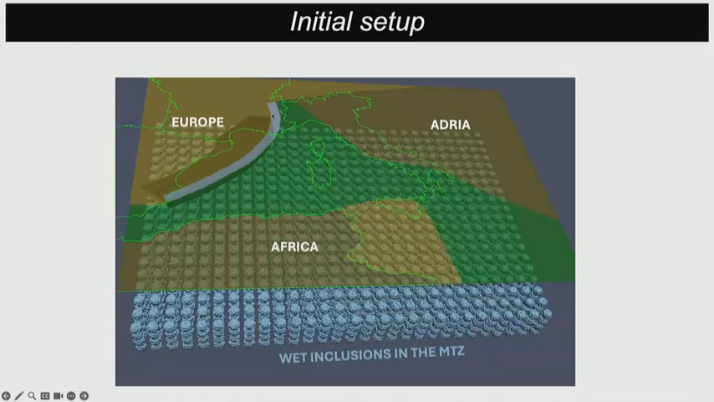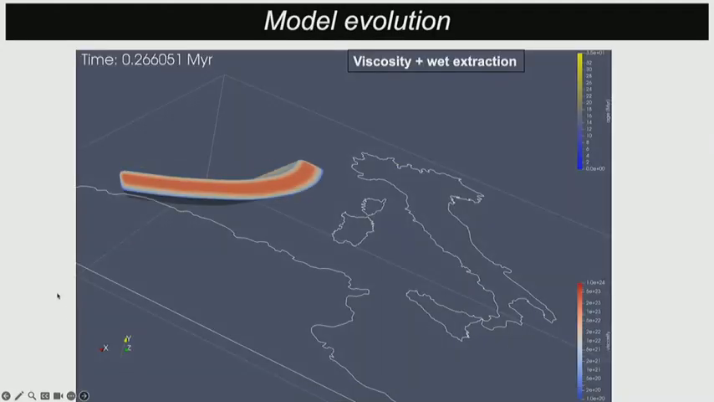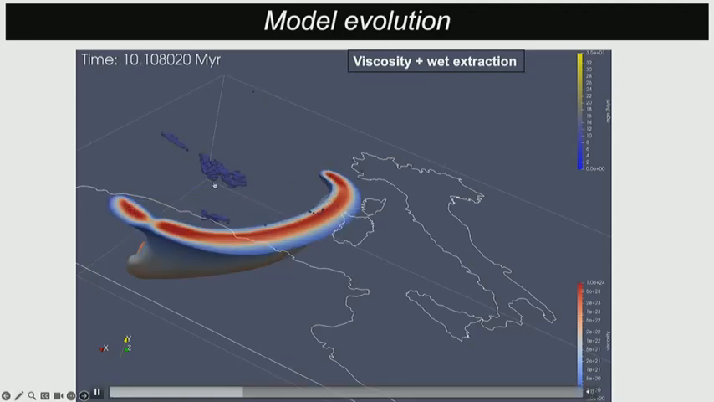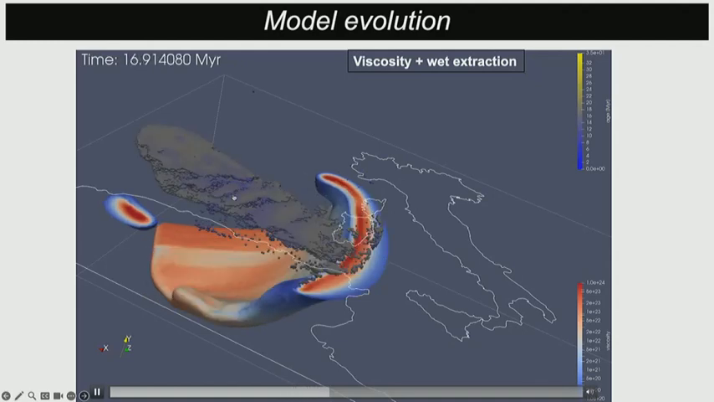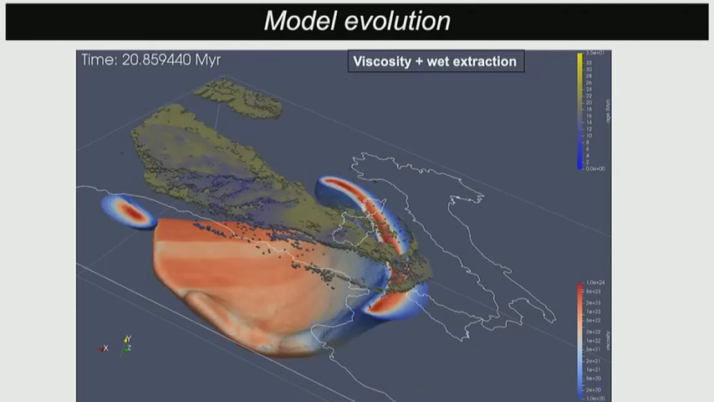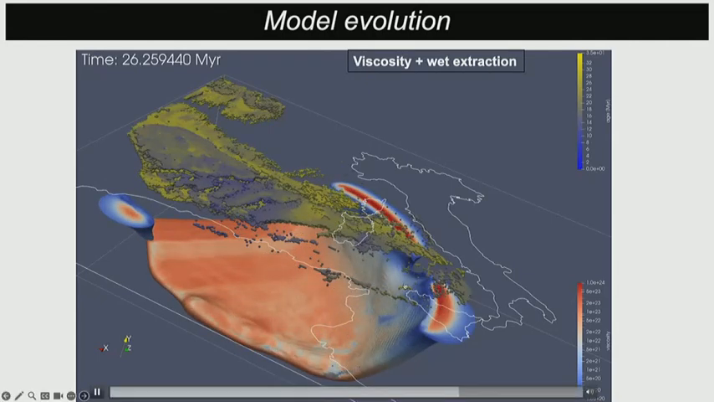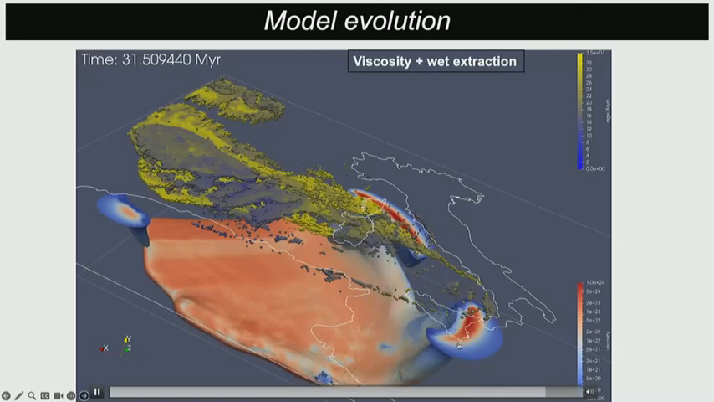Again we start with these conditions. This is the initial position of the slab 30 million years ago. We place some wet inclusion in the mantle transition zone, and then what happens? As subduction proceeds, you can imagine that mantle upwelling is induced at the front, and here you start to have extraction of magma and formation of volcanism at the surface. Then here there is again formation of the slab window in between the Apenninic and Calabria segments.